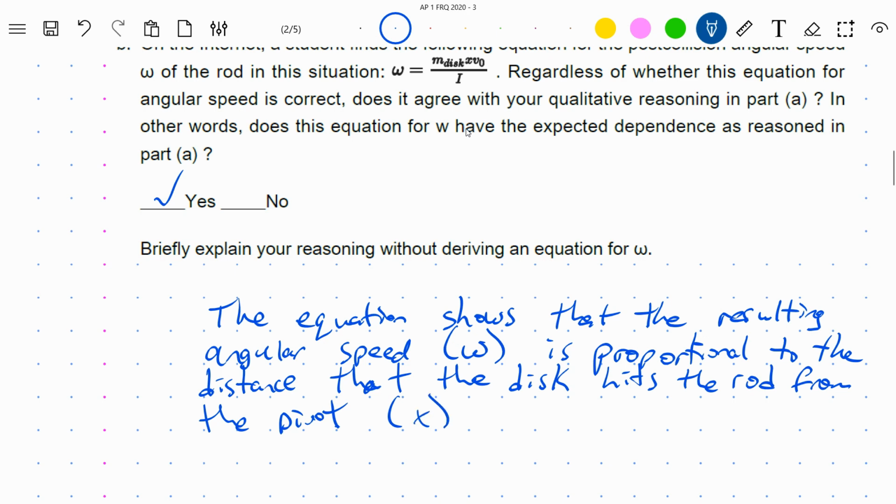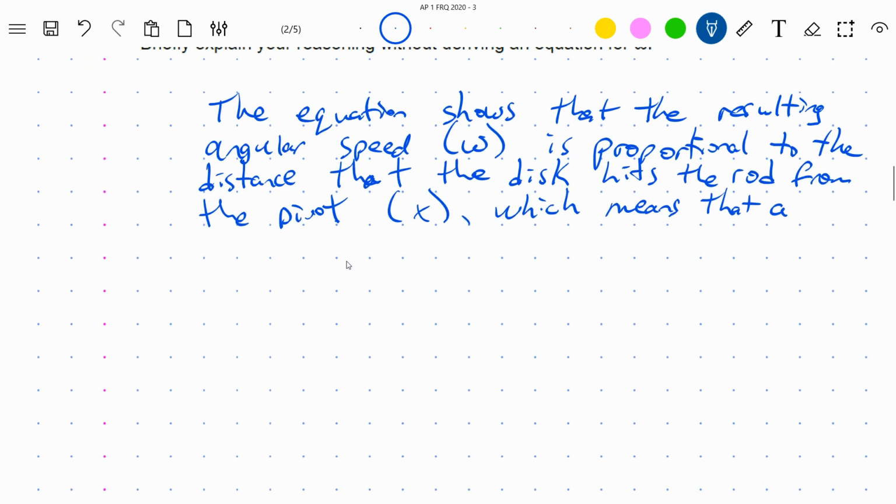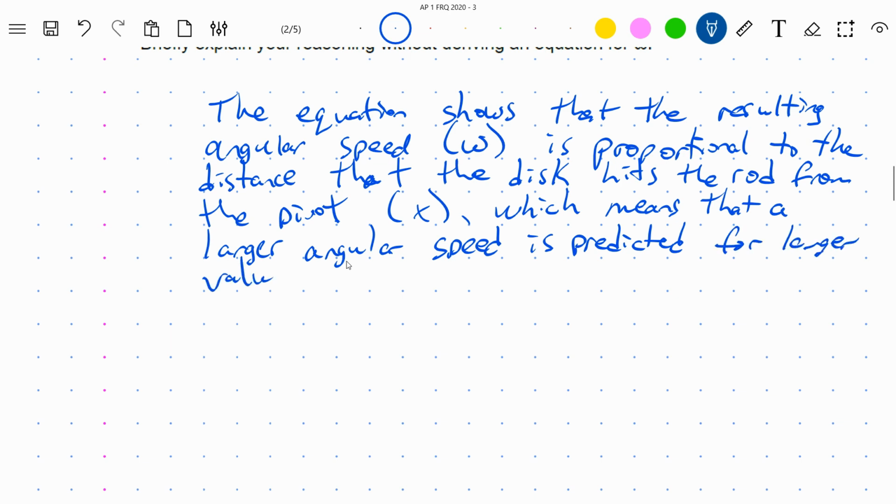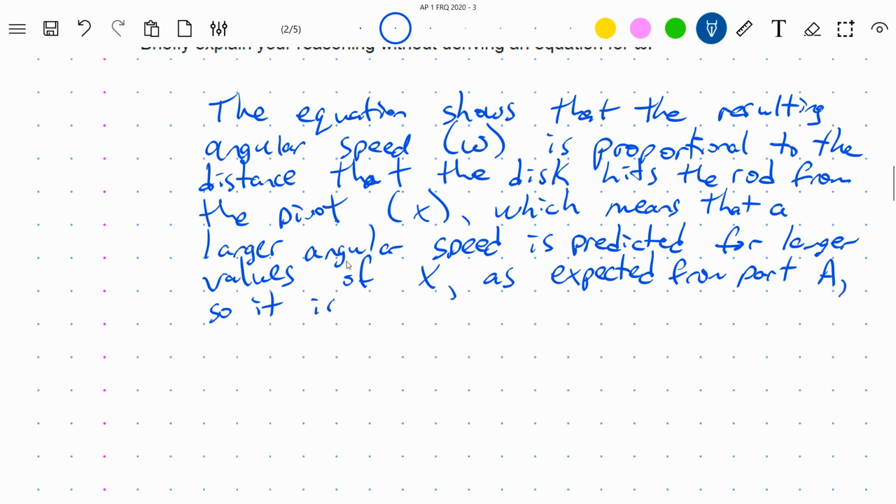In other words, that value of x in the equation, which means, I'm just going to scroll down a little bit, which means that a larger angular speed is predicted for larger values of x, as expected from part A, so it is consistent.